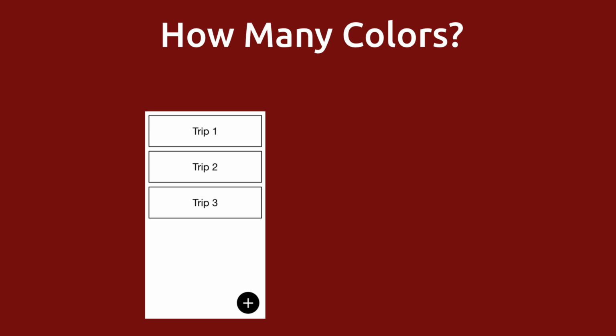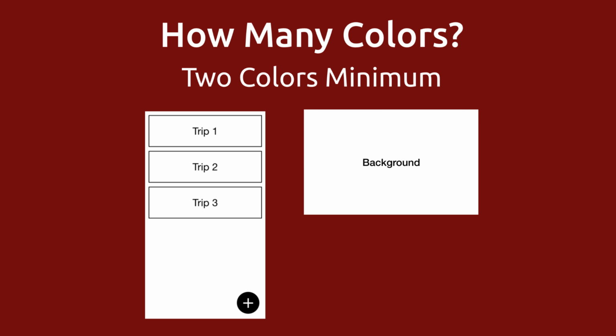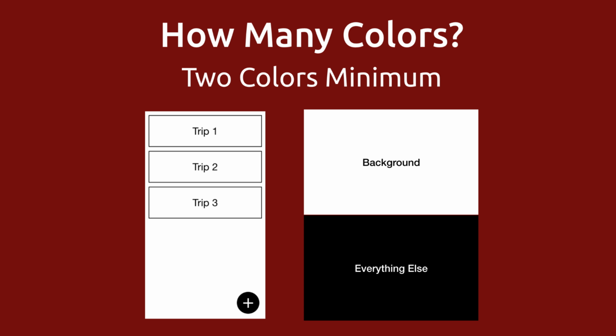Okay, so we come to our first question when deciding on colors, and that is, how many colors does our app need? Well, every app needs a minimum of 2 colors. They need the app's background color, and then the color for everything else, which is obvious because if everything was the same color, you wouldn't be able to see anything, right? So you at least need 2 colors.